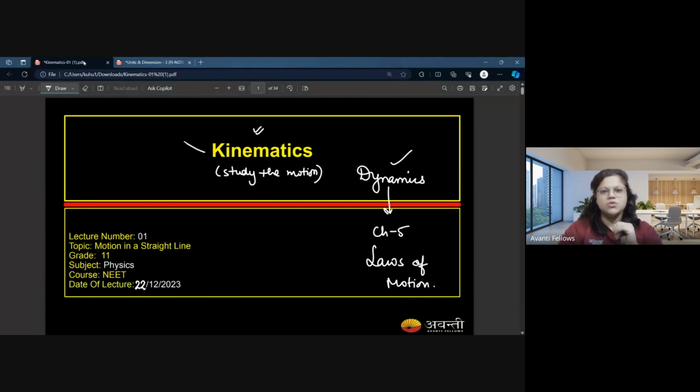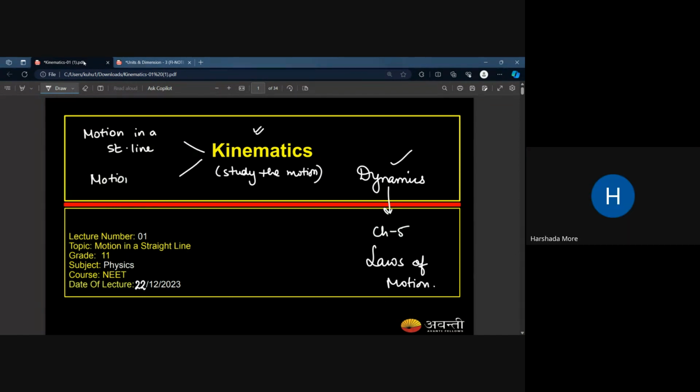And it contains two chapters. Number one is motion in a straight line. And the other one is motion in a plane. Very good.